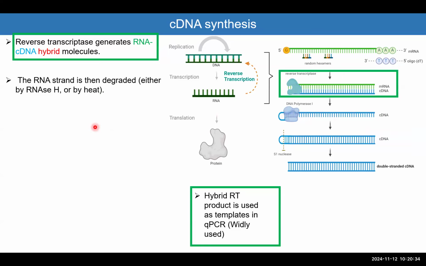Or there are kits that are a little bit more expensive, where in the first step, as I mentioned, you generate this. And then there is a step where you add the RNase H, so it kills that messenger RNA. You end up only with the cDNA as single strand. And then you can add the polymerase at another step, and then you can get the double-stranded DNA. So you can use either this or that in your qPCR reactions.